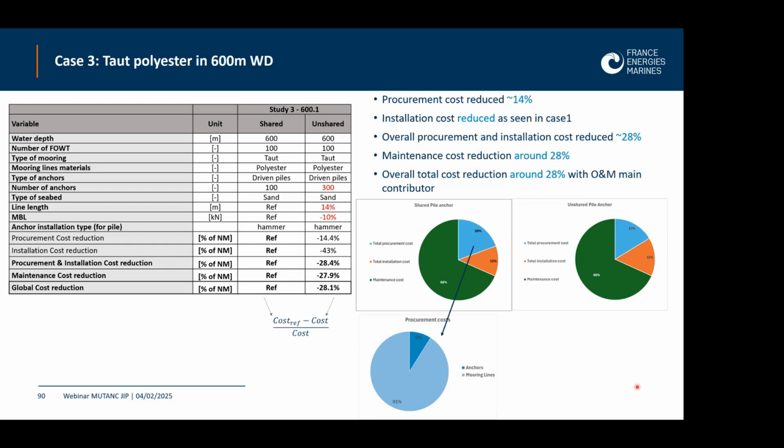Here we can see that the anchor mooring line is still the main contributor to the procurement cost, but with anchor having a slightly higher percentage compared to the other cases, though only 9% of the total procurement cost.